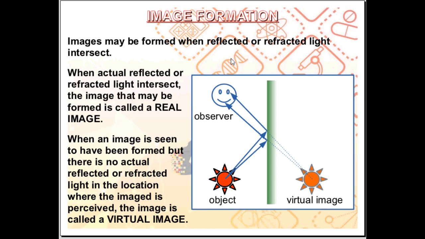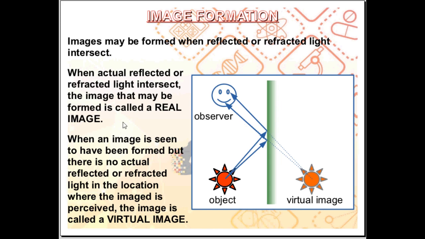Now, what is an image? Basically, an image is an optical copy of an object. You have an object, and because of reflected light or because of refracted light, you have an optical copy of the object. That optical copy is the image formed using light and the object.